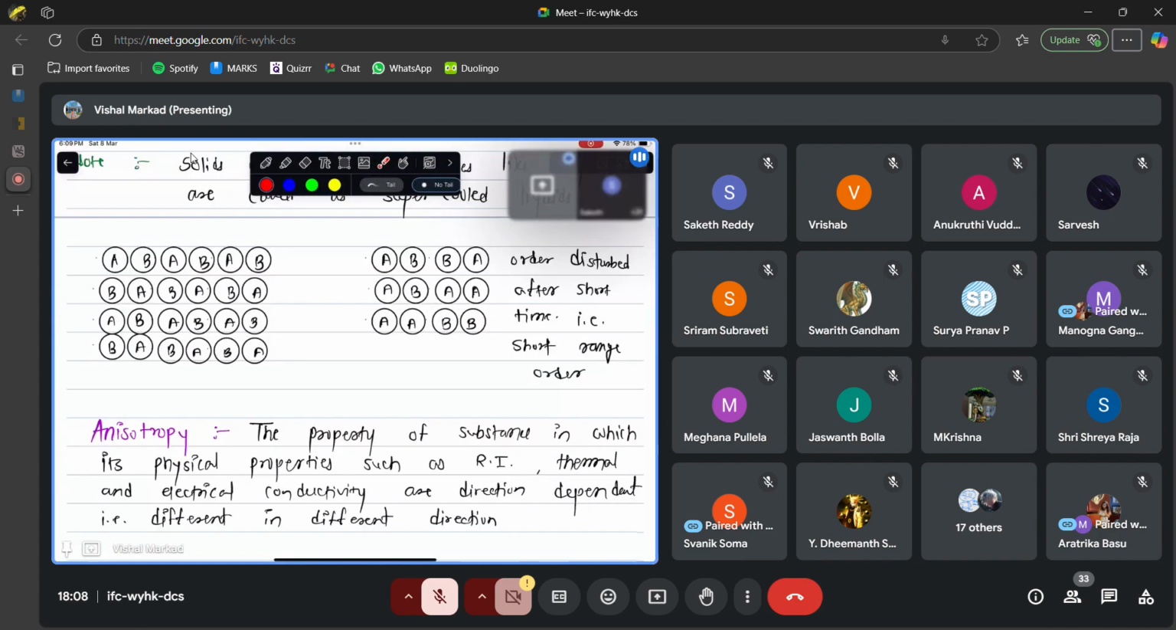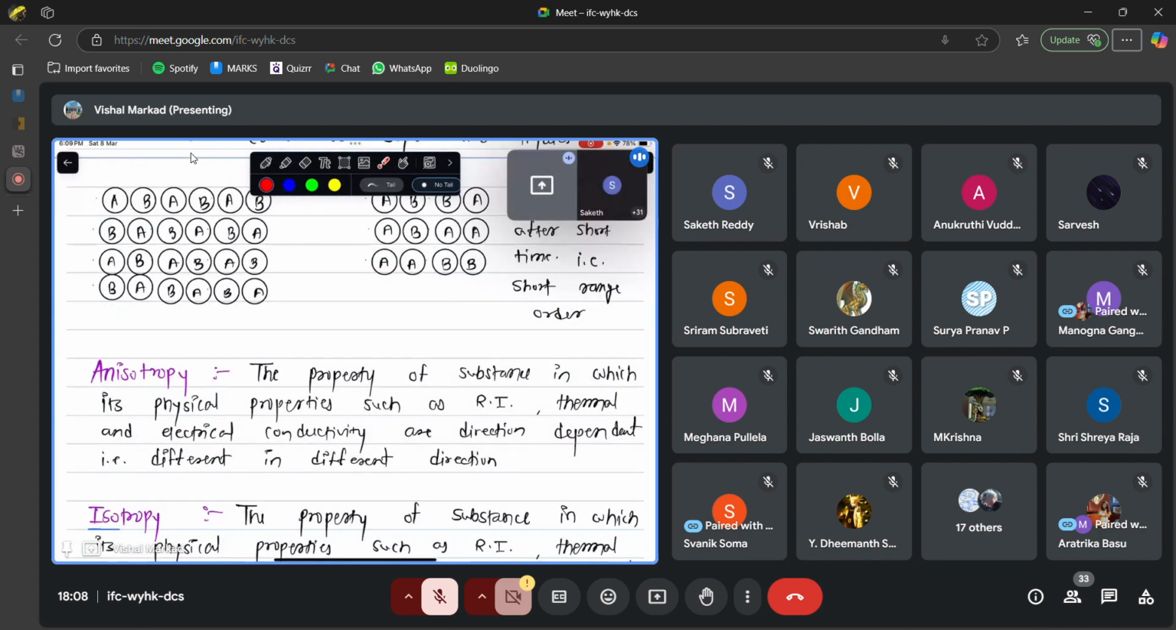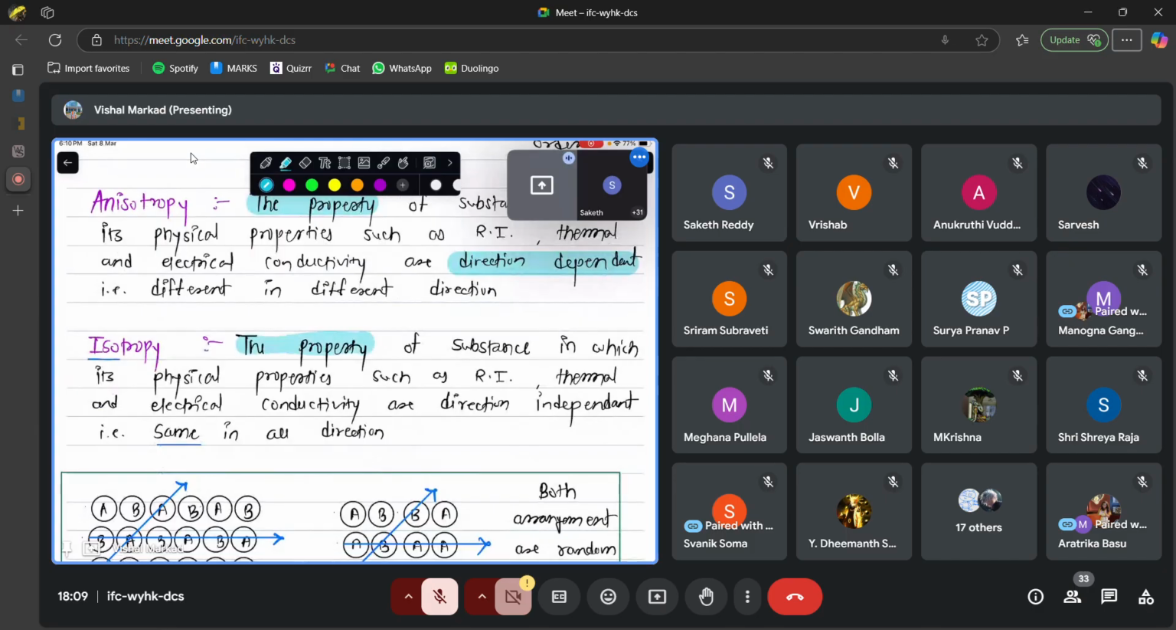First we'll see what is the definition of anisotropy. Anisotropy means the property of a substance in which its physical properties, such as refractive index, thermal and electrical conductivity, are direction dependent. Simple thing. If properties are direction dependent, they are called anisotropic in nature. And if properties are direction independent, then those are called isotropic in nature.